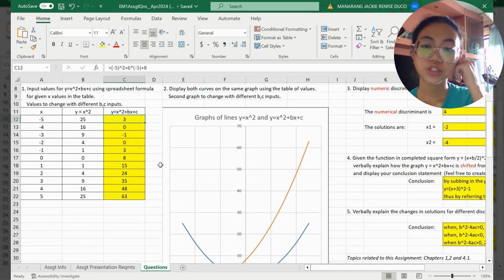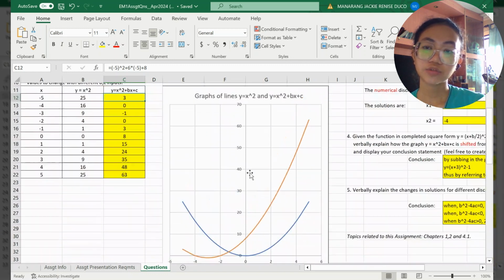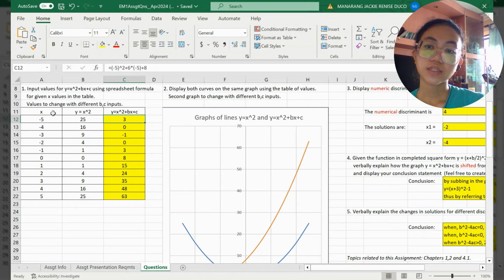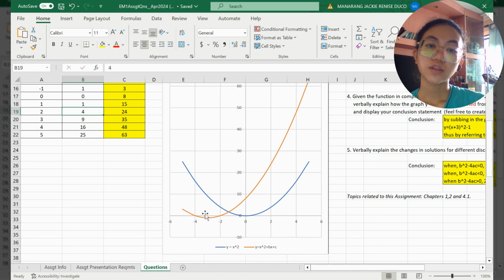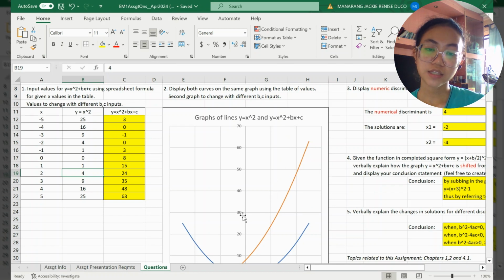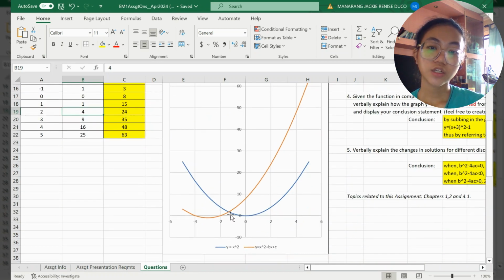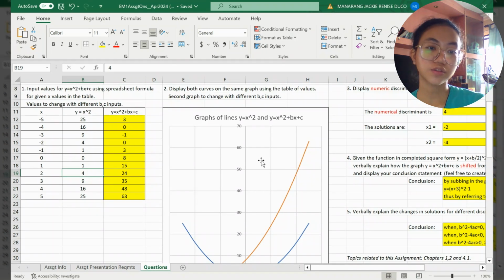For question 2, they want me to display both curves on the same graph. For this question, I used Excel to help me. I simply selected this table here and inserted the graph and it gave me this. The graph has the same shape, but the positioning is different, which I'll continue to talk about later in question 4.